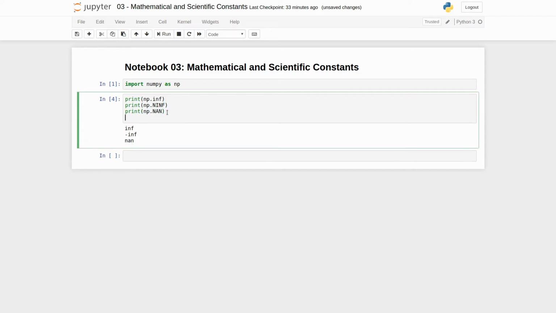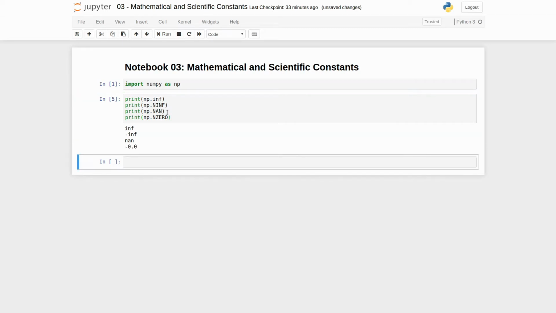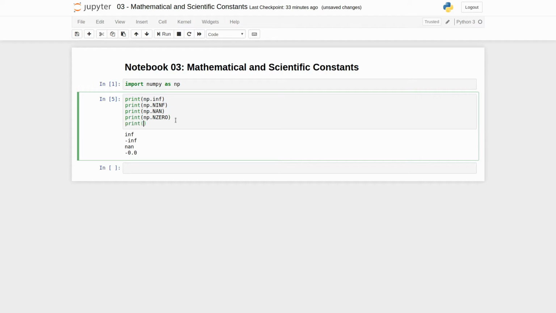The next is the negative 0. np.NZERO represents negative 0, and similarly you can represent the positive 0, np.PZERO. Okay, positive 0.